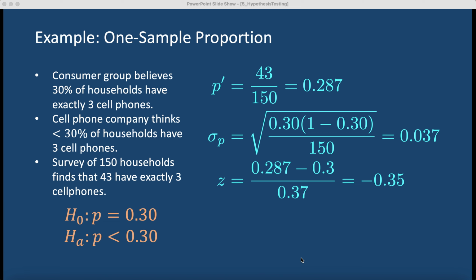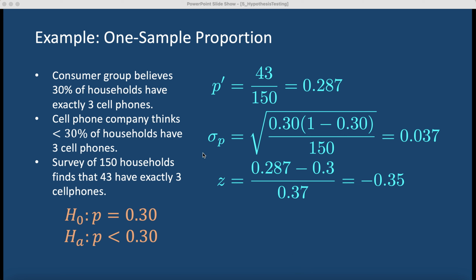Okay, so here we have a problem where we're looking to test a hypothesis about a proportion. And we have one sample of data. We have a consumer group that believes 30% of households have exactly three cell phones. The cell phone company thinks less than 30% have three cell phones. And we have some survey data. A survey of 150 households finds that 43 of them have exactly three cell phones. So we can find proportion information.